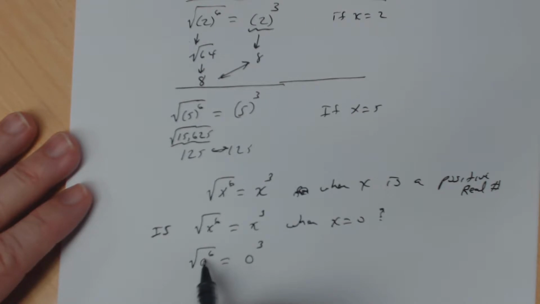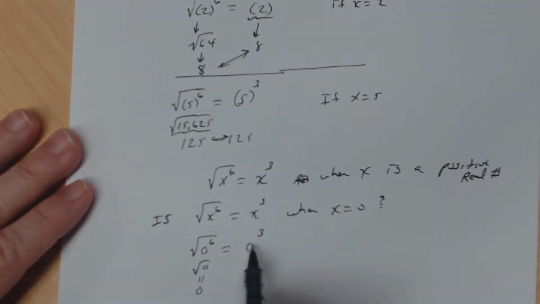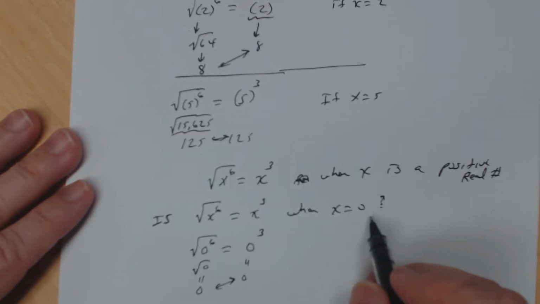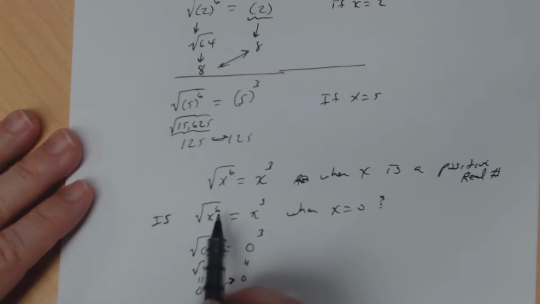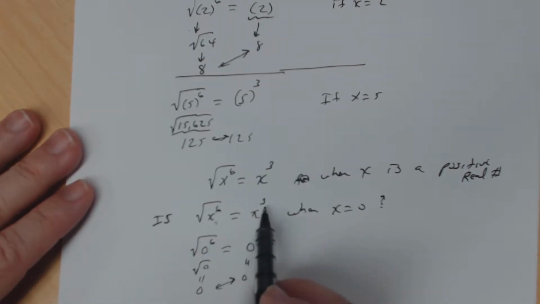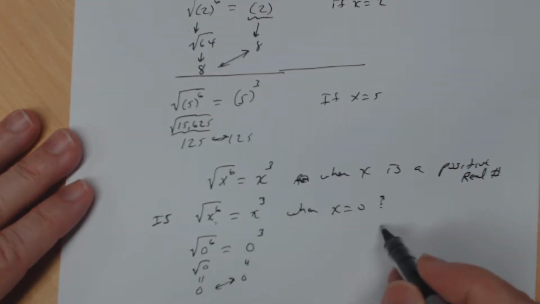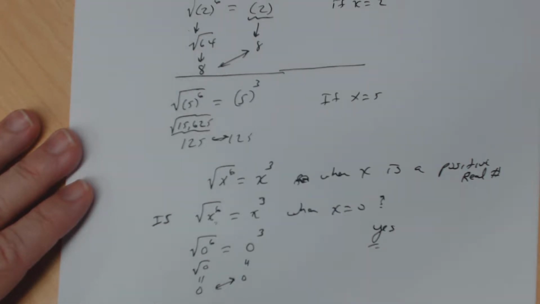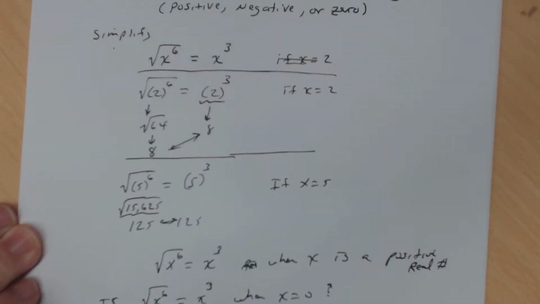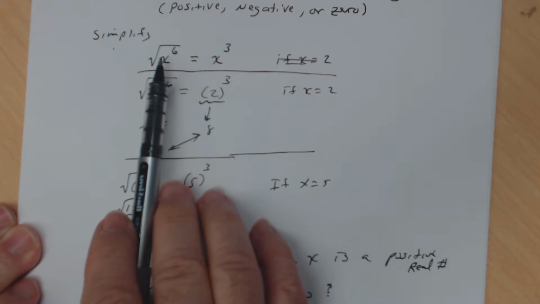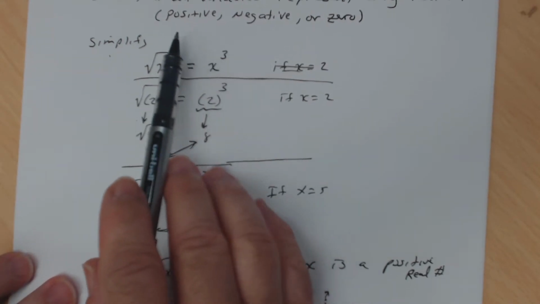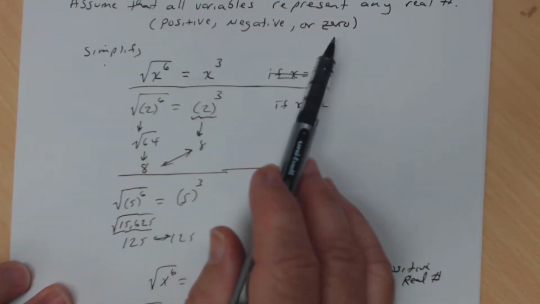0 to the 6 is 0, and the square root of 0 is equal to 0. And then 0 cubed is equal to 0 as well. So yes. Is the square root of x to the 6 equal to x cubed when x is 0? The answer is yes. All right. So far we know that this expression is going to equal this expression when x is positive and 0.